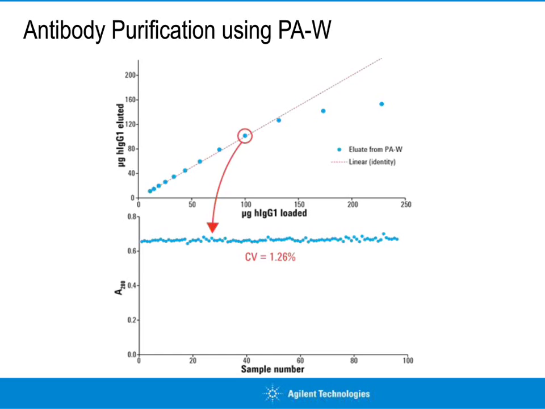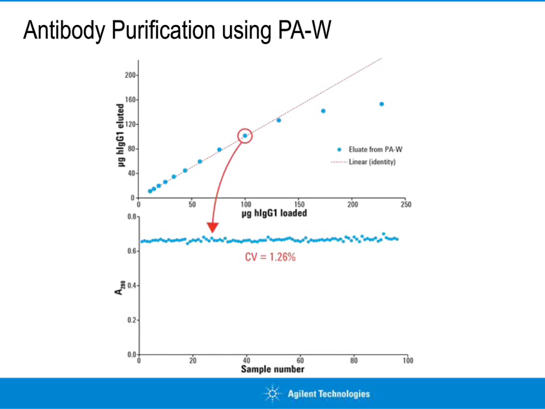In the bottom figure, 100 micrograms of antibody is loaded onto each of 96 protein A cartridges in parallel, washed and eluted using the AssayMap Bravo. The absorbance from each well of the elution plate is plotted, showing the kind of reproducibility that can be achieved with the Affinity Purification application.